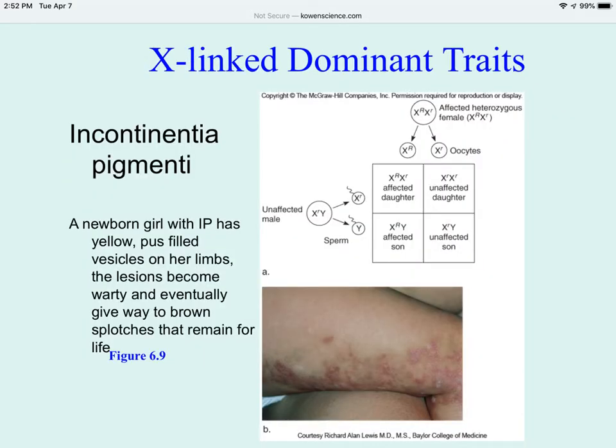So an example of an X-linked dominant trait is incontinentia pigmenti, and on this one right here, the newborn baby that has this condition, they shorten it to IP. They have yellow pus-filled vesicles on their body. The lesions will rupture, they become warty, and then eventually the warty portion goes away and it leaves brown splotches all over the body from where they were affected. And so you can see the diagram over here. You can see some of those brown splotches.